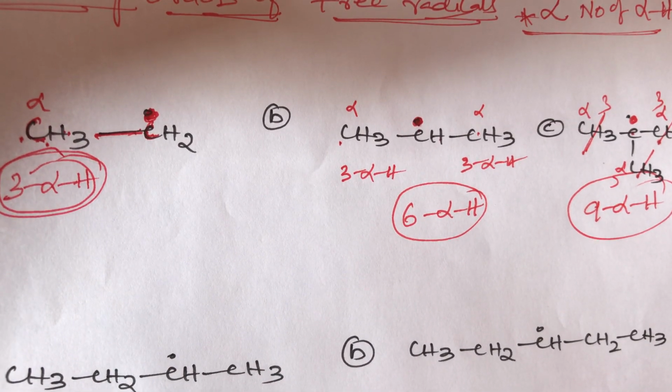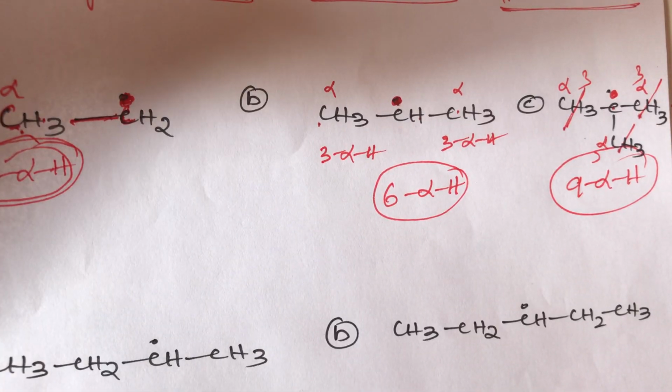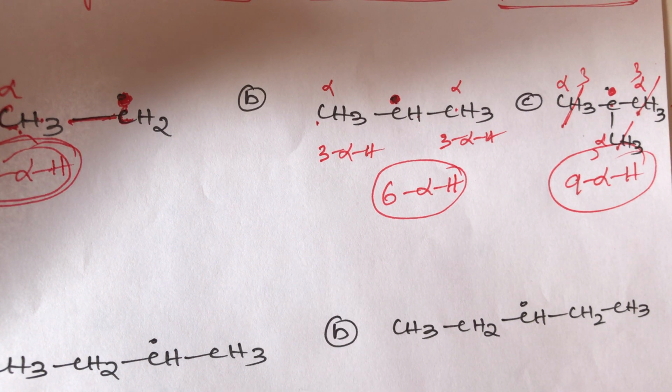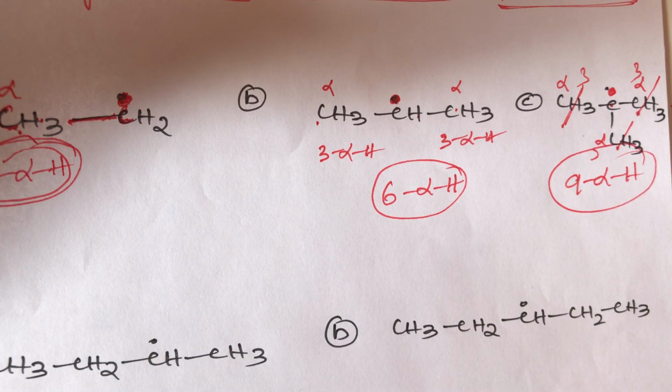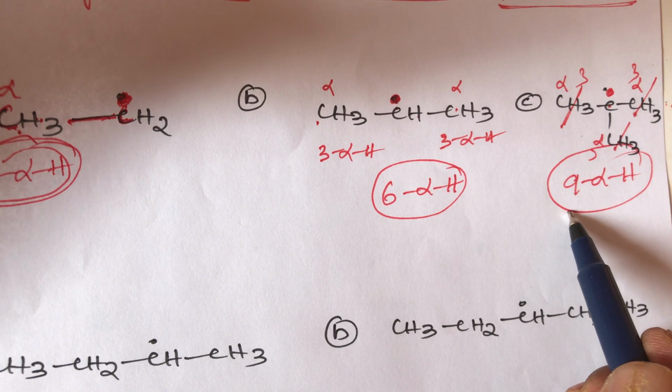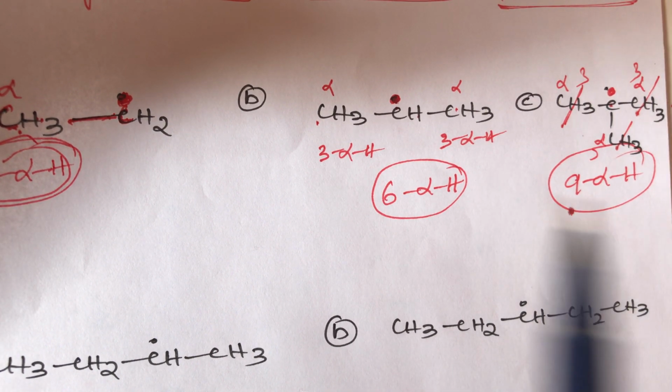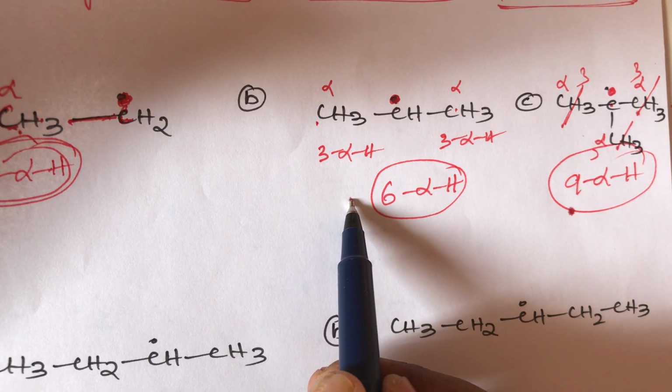What is the stability order? Out of these 3, which one is more stable? Stability depends on the number of alpha hydrogens; it is directly proportional to the number of alpha hydrogens. Out of these 3, which one has more alpha hydrogens? Compound C has more alpha hydrogens. So compound C is more stable than compound B, and compound B is more stable than compound A.